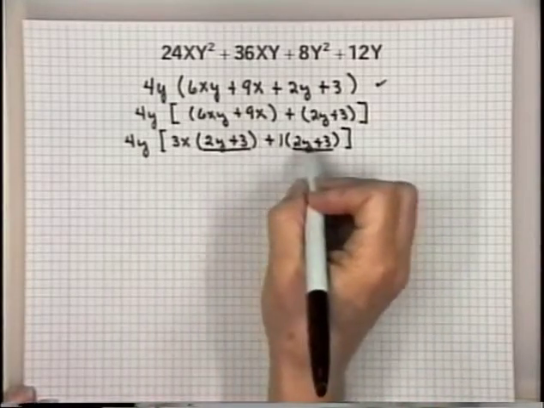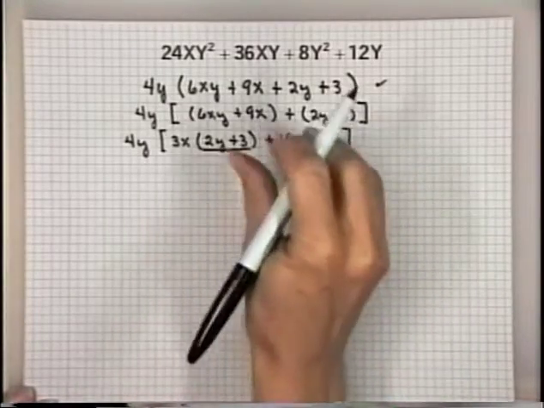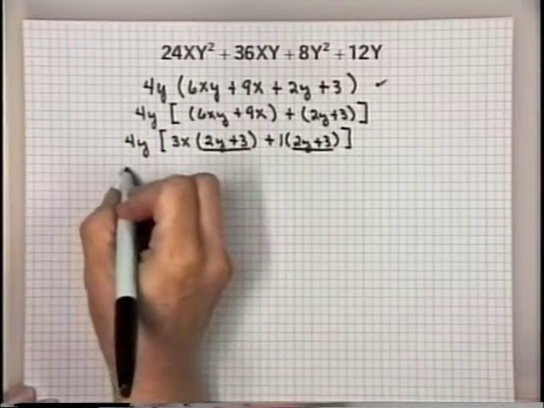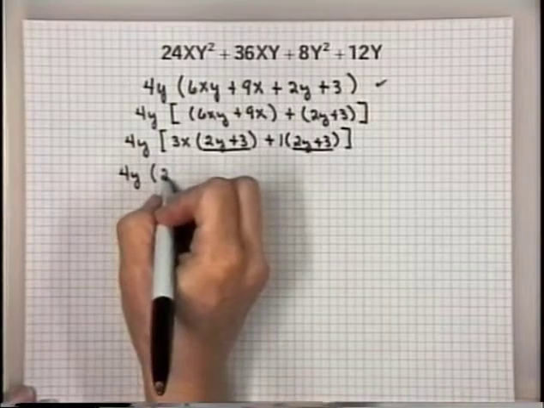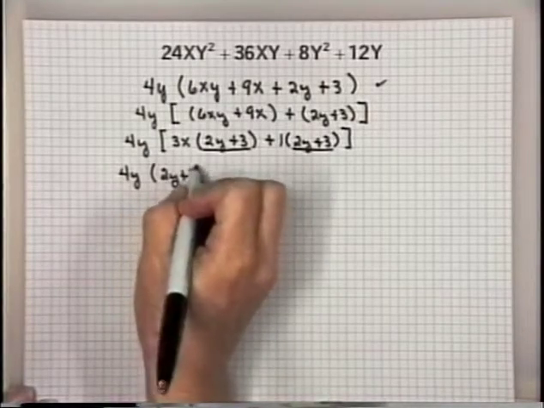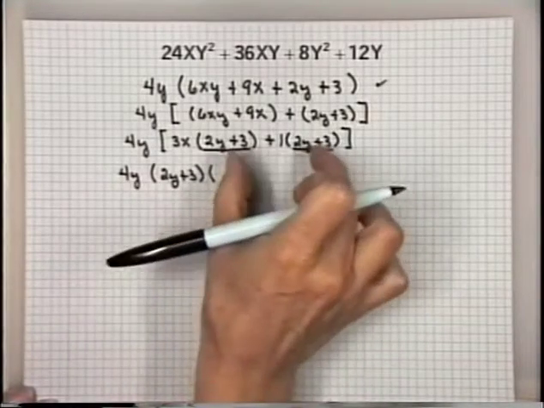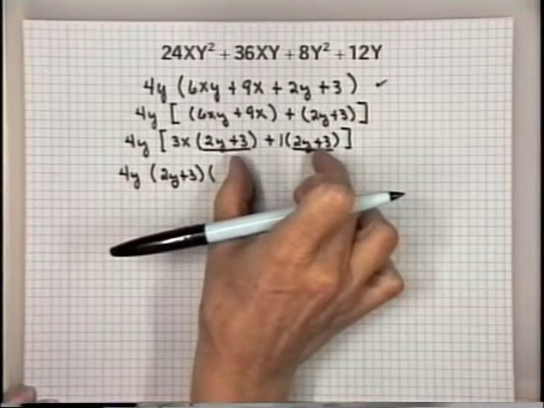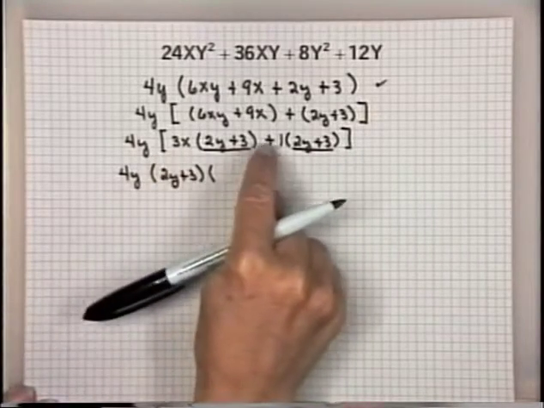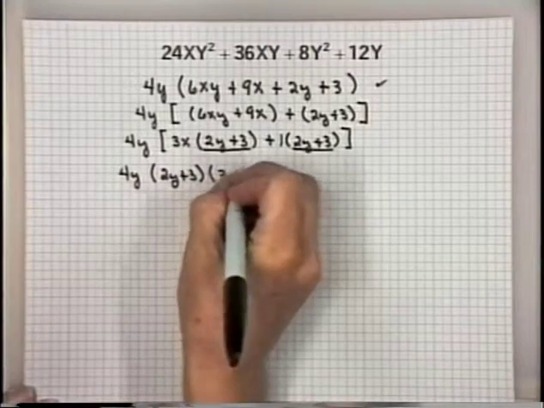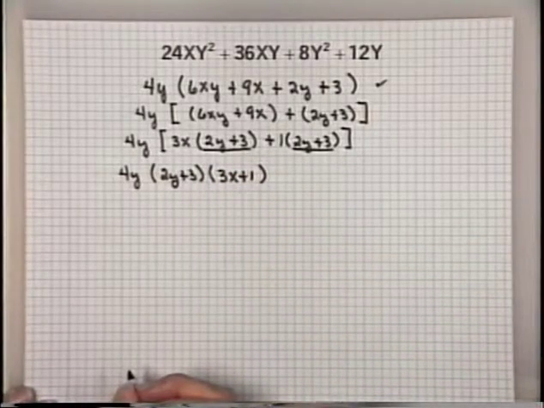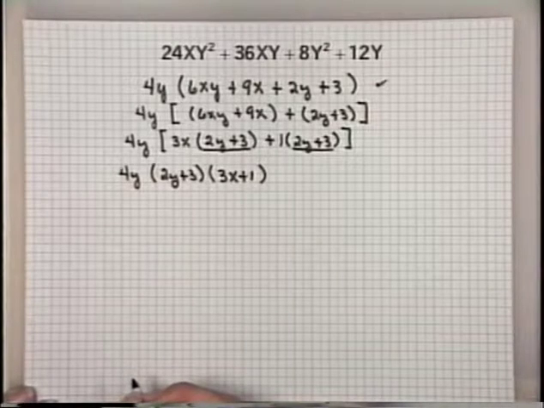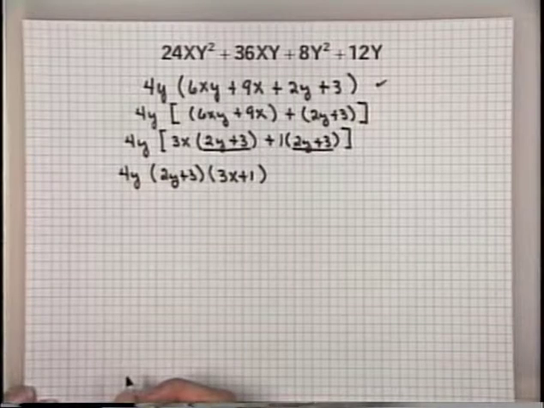Since we have a common factor of 2y plus 3, we will factor that out. Bring down your 4y that you already have. You are factoring out 2y plus 3, and when you factor out the 2y plus 3, it's going to leave 3x plus 1 in the second factor. So our three factors are 4y times 2y plus 3 times 3x plus 1.